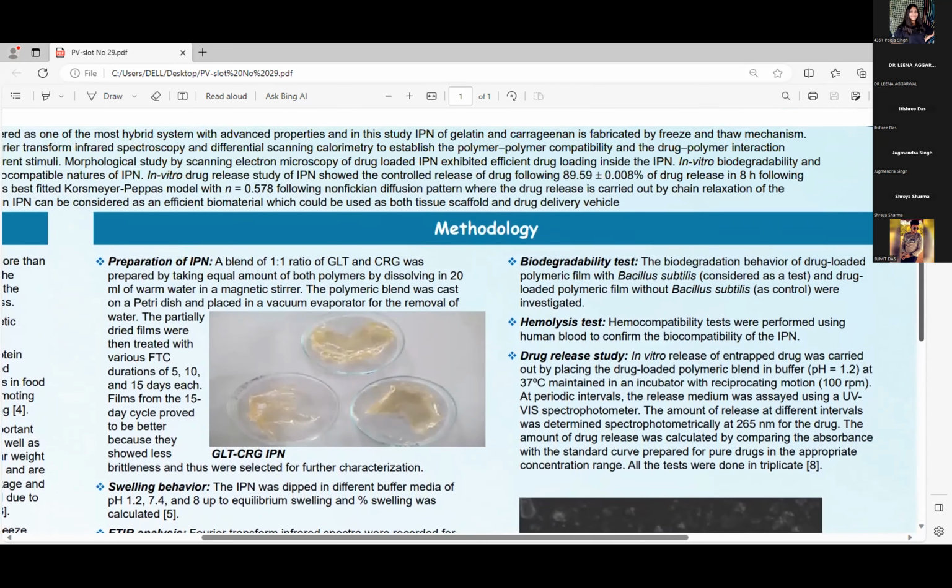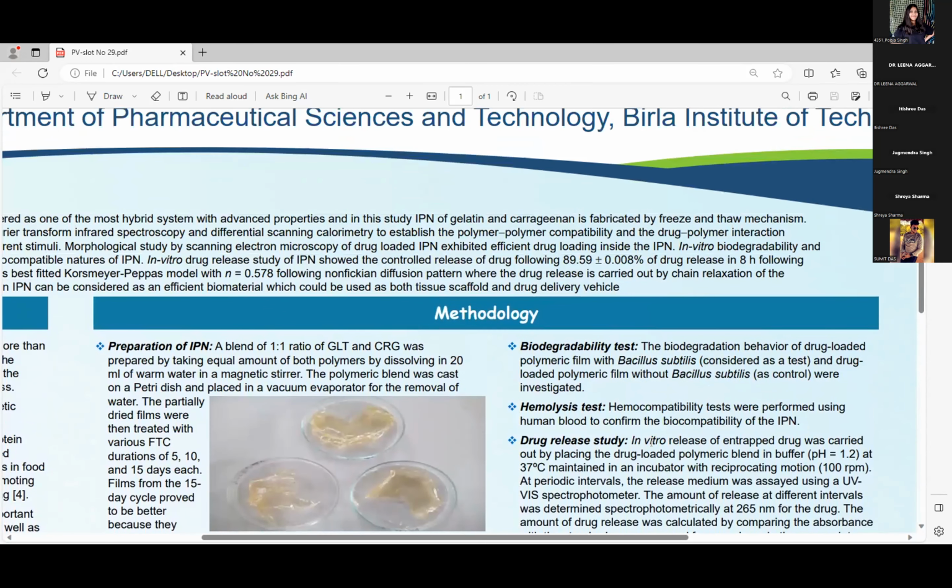The biodegradability test was done by using Bacillus subtilis culture. After keeping the IPN inside the Bacillus subtilis culture, the weight of the IPN was lost day by day, and at the end of 30 days it totally lost its weight. So that means it is biodegradable in nature.